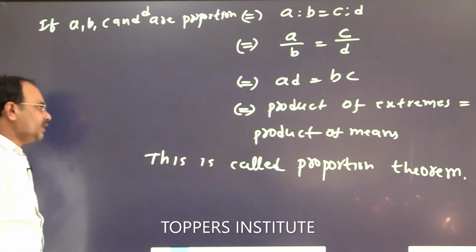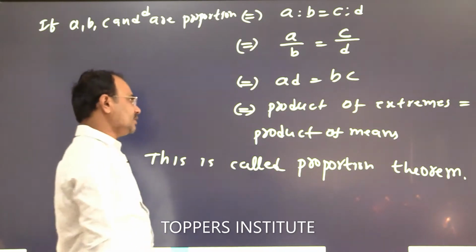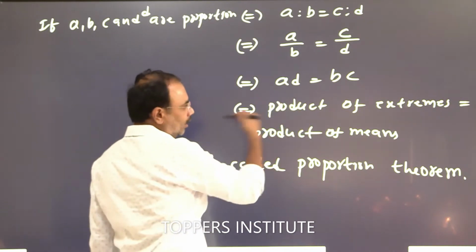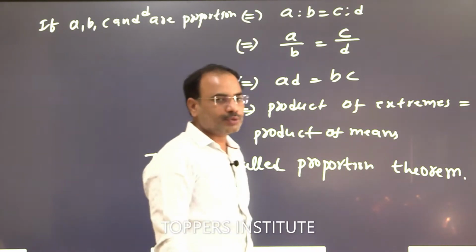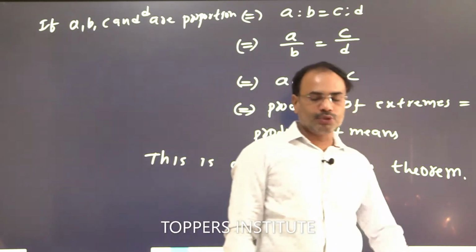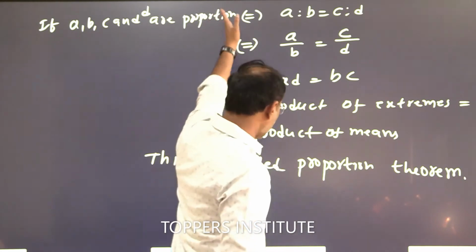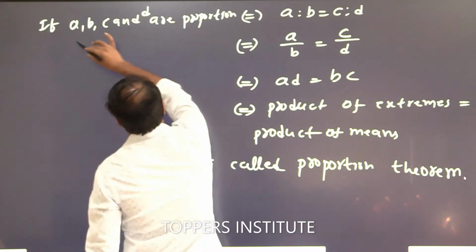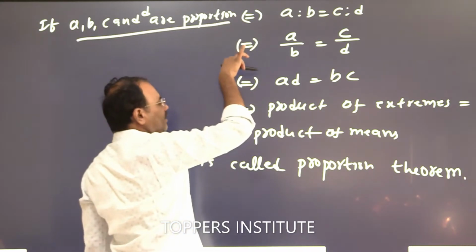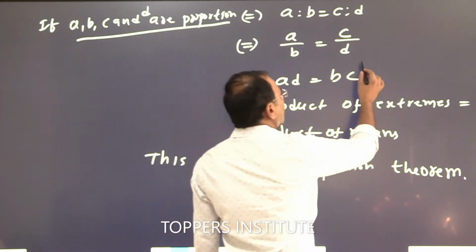This law, product of extremes is equal to product of means, is called proportional theorem. So if you have A, B, C, D in proportion, then you can write directly AD is equal to BC. If someone gives you that A, B, C, D are in proportion, you can write AD is equal to BC directly.